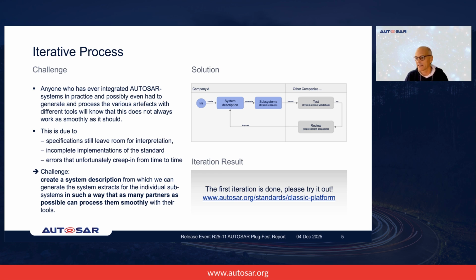So we are creating a system description. We are creating subsystems out of it for the respective system extracts. We will test them with different tool chains. We are doing reviews and feeding them back into the system description so that in the end, we have a system description which is processable. So we are removing the problematic parts step by step, running through this process. And there already is a first solution. You can find it on our web page on the Classic platform.